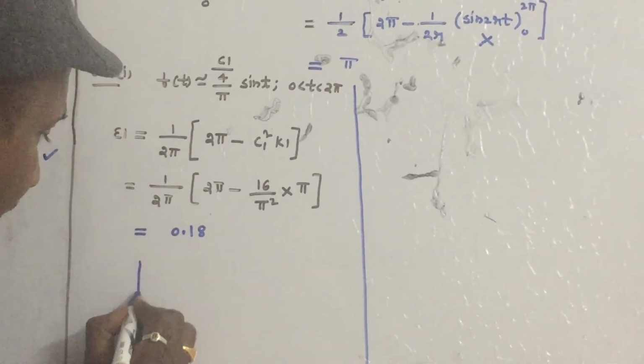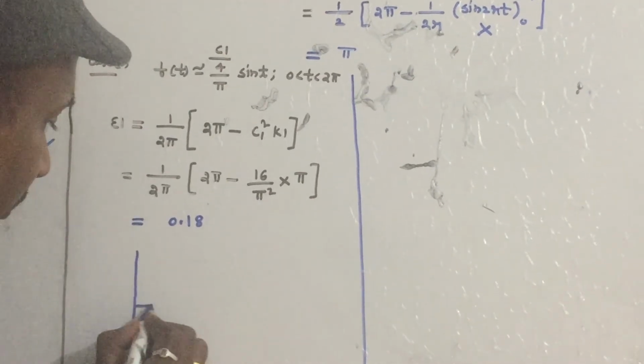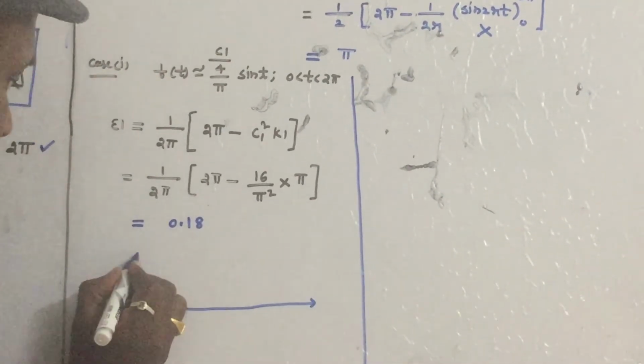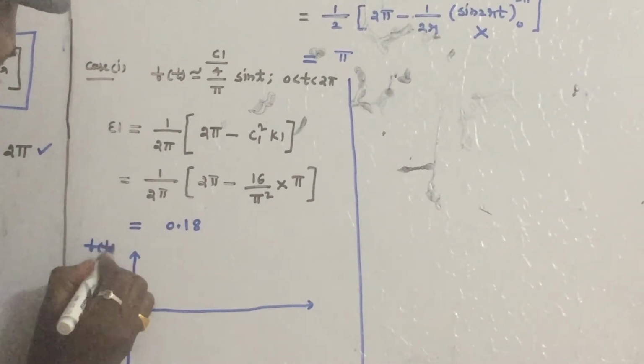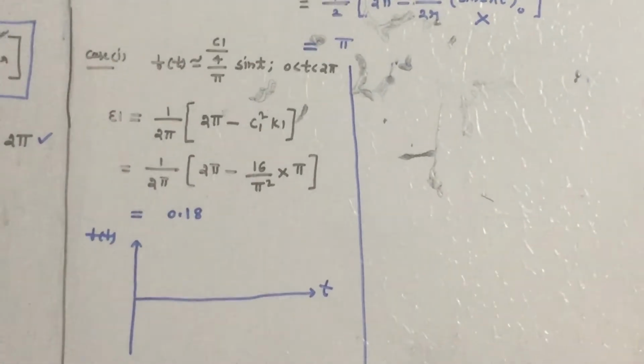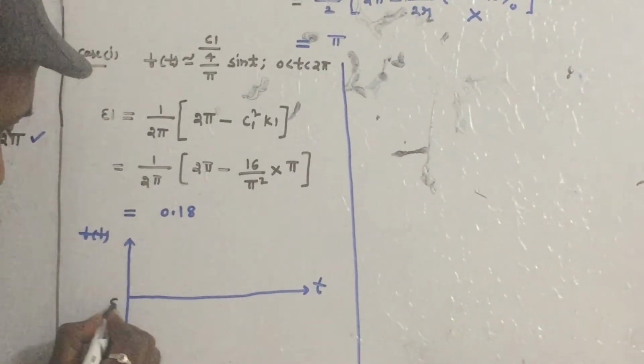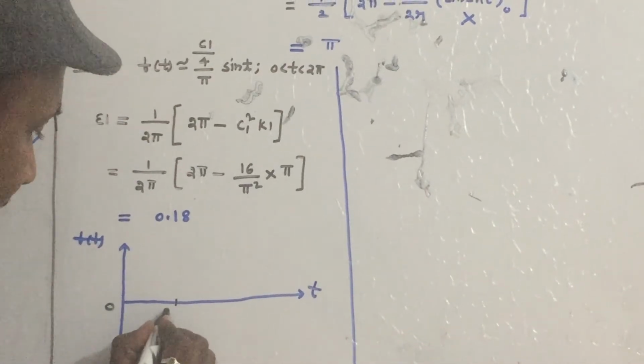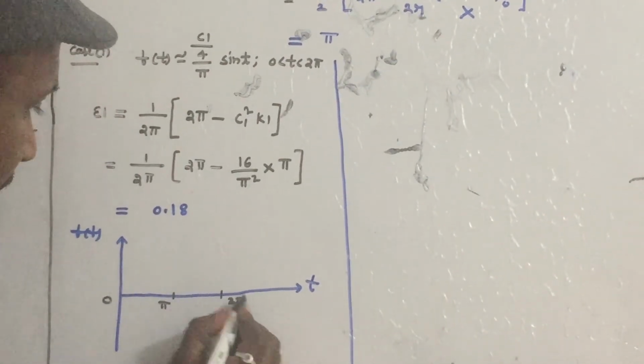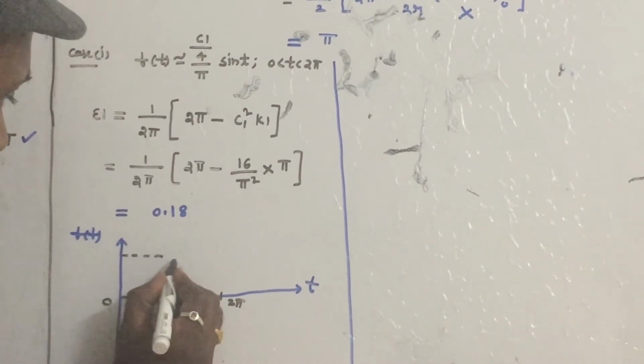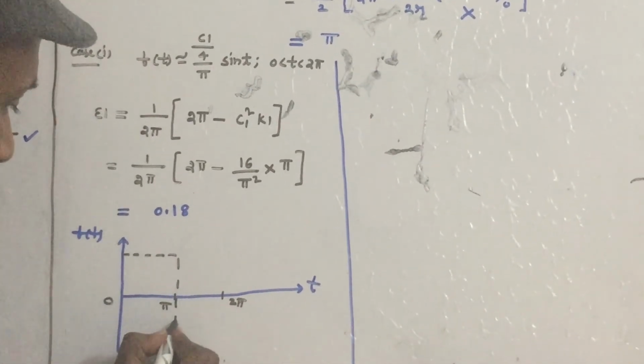If you plot the graph, we have already solved this problem and plotted the graph also. So this is your f of t versus t. This one is 0, this one is pi, and this one is 2 pi. Draw the given signal with the dotted line. So this is the given signal.